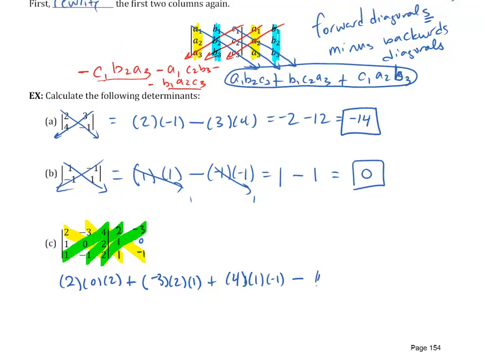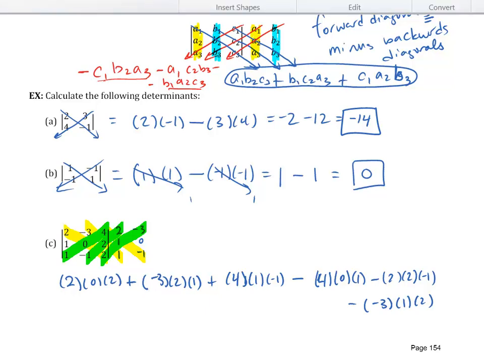So that's 4 times 0 times 1. Remember, you subtract the back diagonals. And then minus 2 times 2 times -1 minus -3 times 1 times 2. All right? So 4, 0, 1, 2, 2, -1, and -3, 1, +2. And forward was 2, 0, 2, -3, 2, 1, and 4, 1, -1.